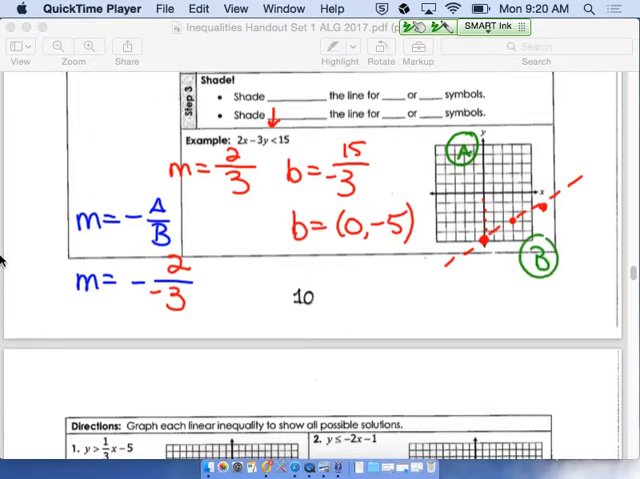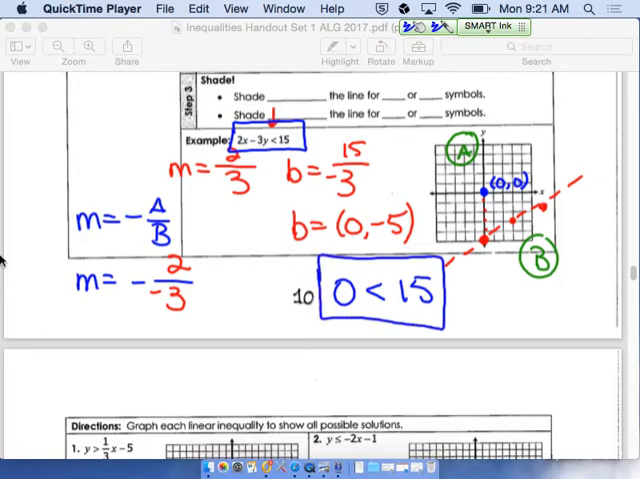I've got region A, which is above the line, and region B, which is below the line. And here's the origin, 0, 0. So I'm going to test the point 0, 0 in this equation, and I'm going to see if I get a true statement or a false statement. So here's my equation. If I let both x and y become 0, then I'm comparing 0 to 15, and I'm asking myself if 0 is less than 15.